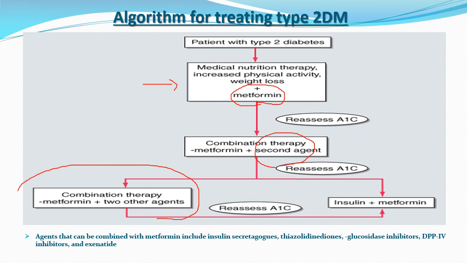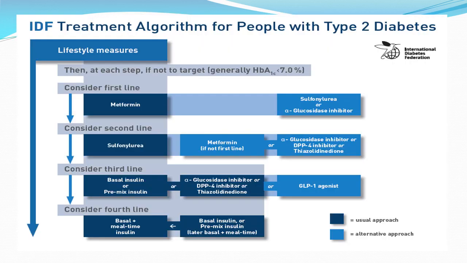The first option is that, with the metformin and the second agent, you add a third agent, which means in this option you will be using 3 different types of oral hypoglycemic drugs. Or there is another option, in which you omit the second agent. You continue giving the patient metformin, but you add insulin to the treatment.